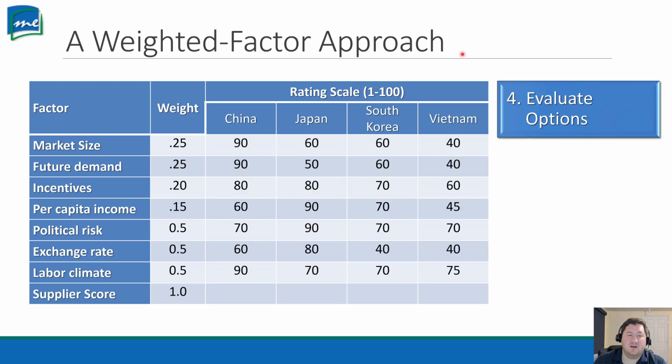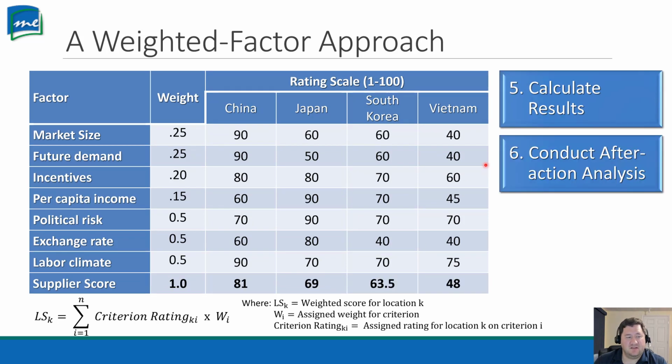So we need to evaluate our options. We have here, we threw in the numbers. We need to evaluate these, and when we did that, we came up with these. The next step here is we have to conduct our after action analysis. We have to figure out the supplier scores. And while it looks a little complicated here, it's not that bad.